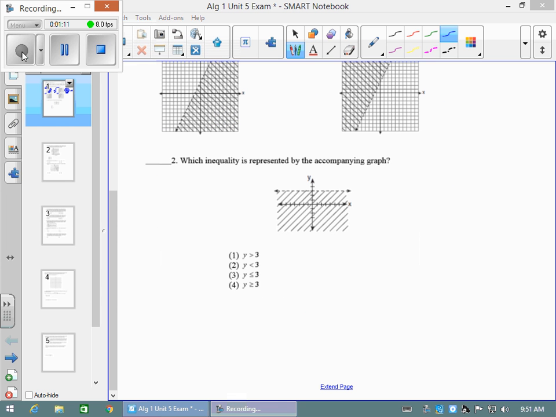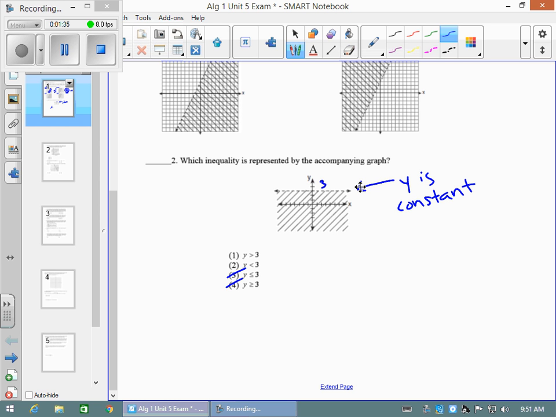Okay, number 2, which inequality is represented by the accompanying graph? Well, this is a constant line for y, so y is constant. So I know it's going to be some inequality with y, which all 4 choices have. So now I need to look at where y is constant. So I go up here and I see this is a y value of 3. So it's a dashed line, so I can get rid of choices 3 and 4. They would both be solid lines.